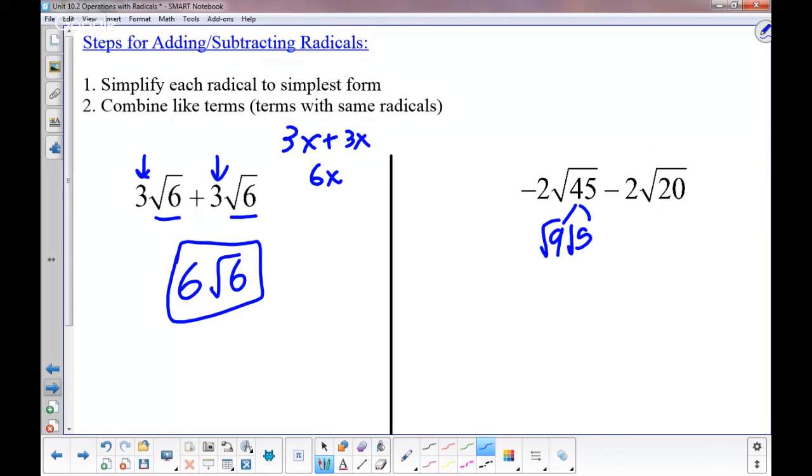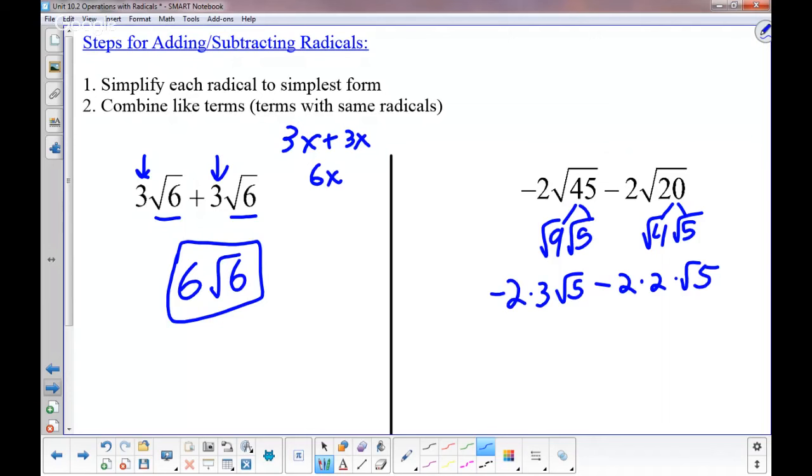We know the square root of 9 is 3, so it's negative 2 times 3 times the square root of 5. Minus, go to the second one, 2, and we got square root of 20. All right, that's 4 and 5. Square root of 4, square root of 5. Oh, well, square root of 4 is 2, and square root of 5 stays out of there.